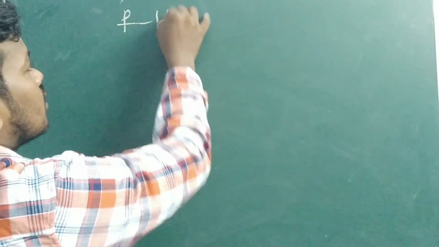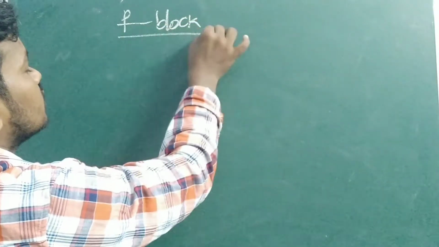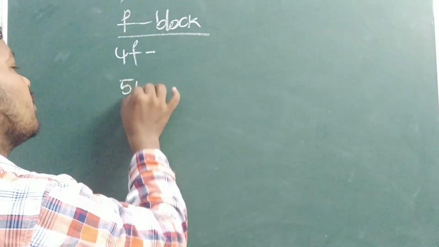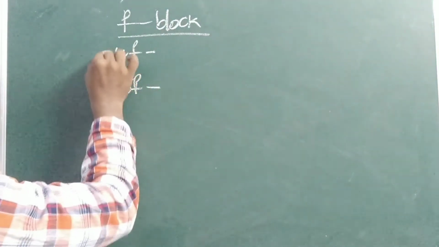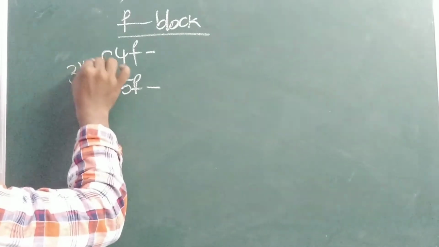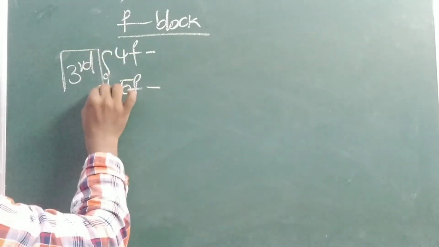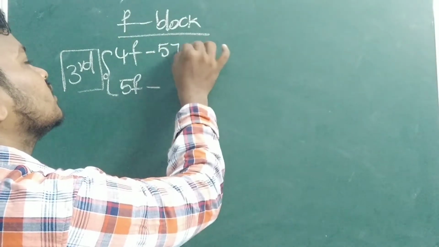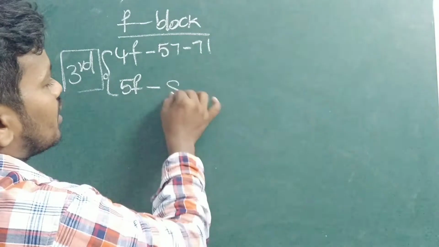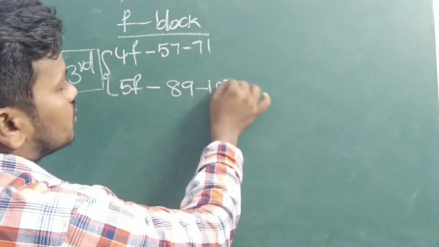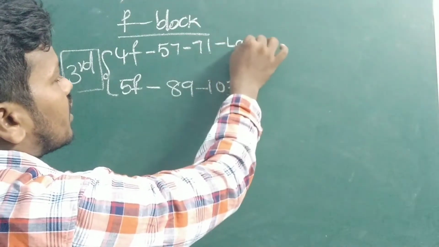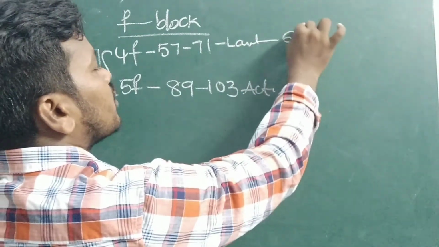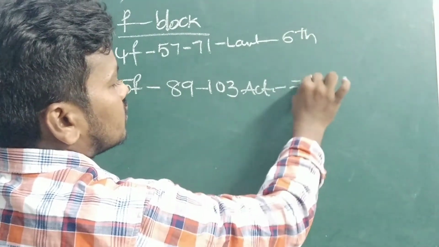Now the F block element group. There are the 4f series and the 5f series. Both belong to the third group only. The 4f series is atomic number 57 to 71, and the 5f series is atomic number 89 to 103. These are called lanthanides and actinides. The lanthanides belong to the 6th period, and the actinides belong to the 7th period.